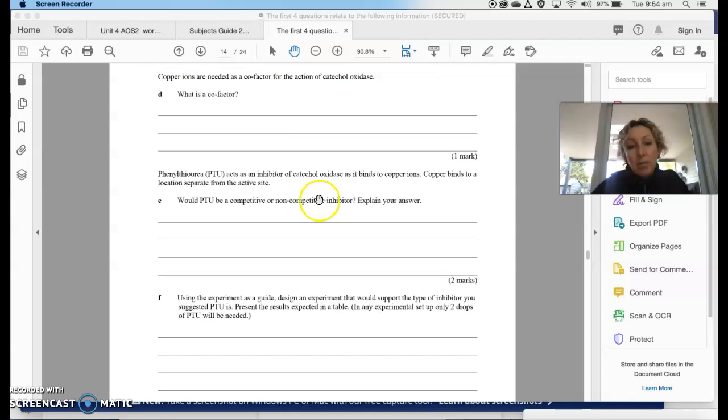So tell me which kind of inhibitor binds to a location separate from the active site, and then tell me why it's not the other kind. Okay, so the other kind of inhibitor binds to the active site, and you need to use comparative language, whereas. Okay, that's the classic. So you get one for the correct statement about why you've decided it's competitive or non-competitive, and then why it is not the alternative.